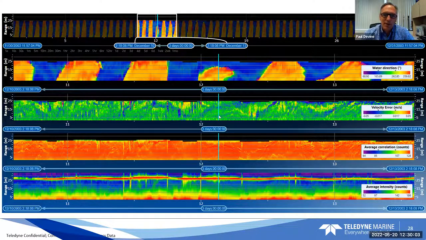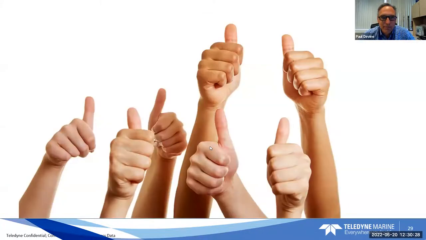So in summary, errors should be less than 5 centimeters per second or less than 5 times your predicted standard deviation. Correlation should be between 120 and 64. And echo should be consistent among all the beams. And if you see an anomaly in any of these in the time series, deviations from the trend, it should be cause for further investigation. So all in all, I kind of cherry picked this data set because it was so interesting, but this is a good data set.